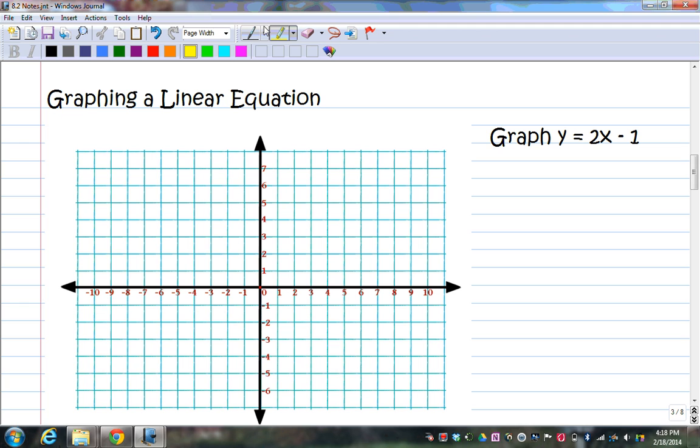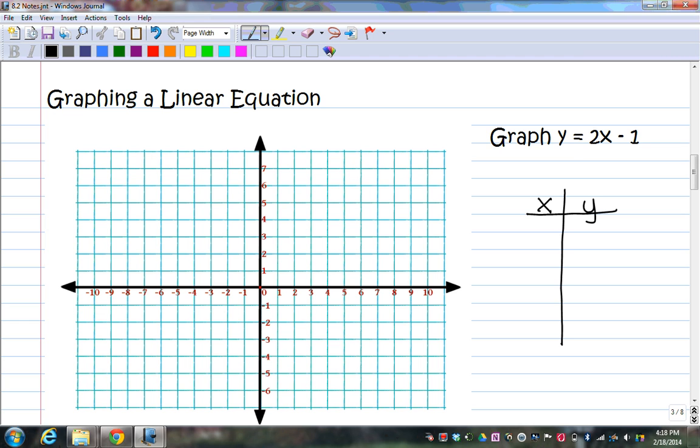So here I have an equation, y equals 2x minus 1, and I want to graph it. Well, later on, you're going to learn how to graph it just by looking at it, which is kind of cool. But for now, what we're going to have to do is make a table. So what I want you to do is make a table of values for x and y. Now, I suggest you use 4 values just to make sure that they all line up, because these are linear equations, which means they are straight lines, and your points should line up.